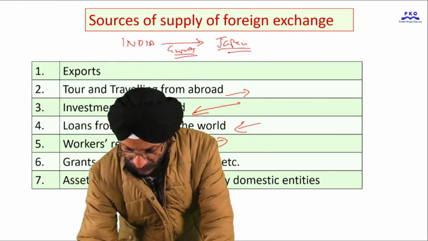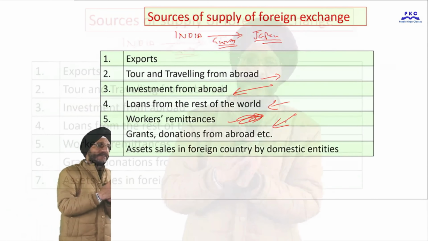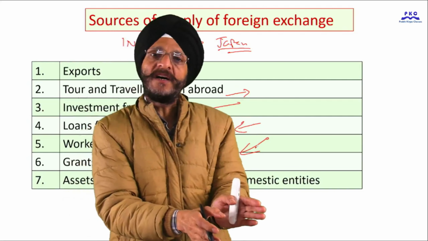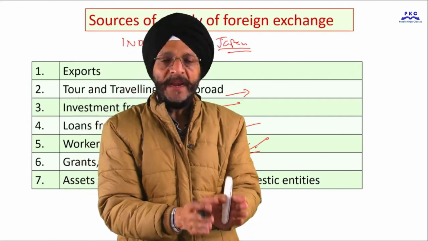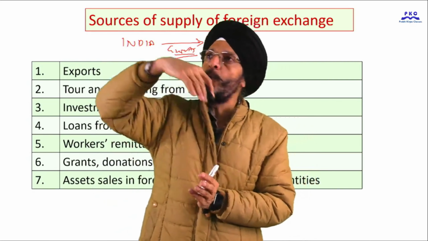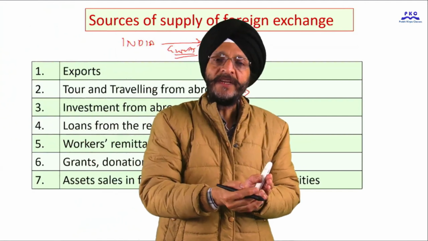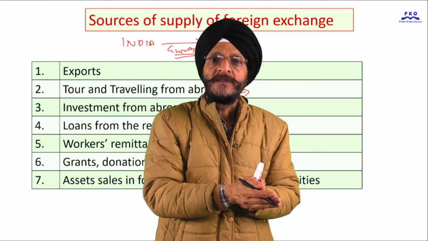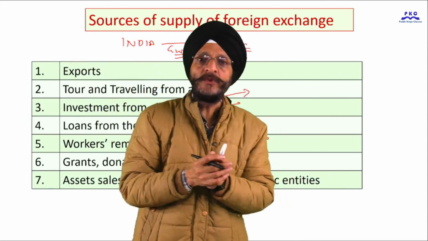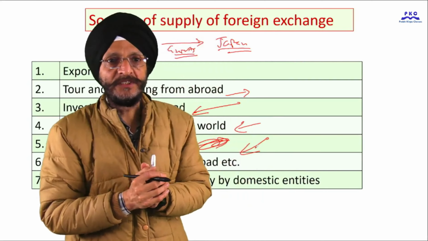Then there are persons who are from our country but working abroad. Their families are living back in the home country. So the workers of our country who are working abroad may be sending money to their families in the home country. So this results in the inflow of foreign exchange, or supply of foreign exchange.